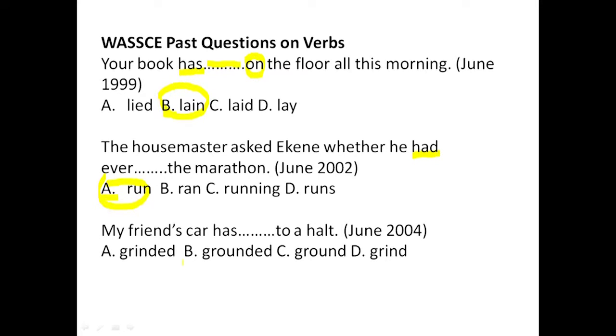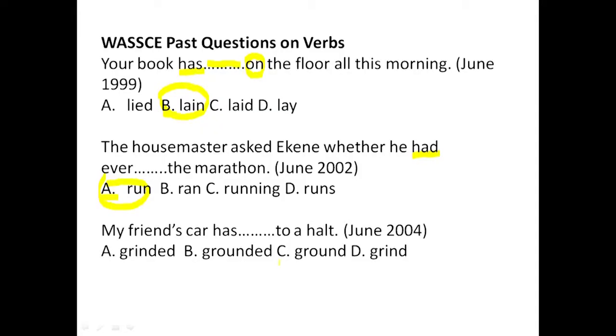When a child is being punished, kept at home and not allowed to go anywhere, we say the child is being grounded, meaning kept in one place. Of course, grounded is not the past tense of grind. What we have is ground, correct? Because the past participle of grind is ground. So of course, C is our answer.